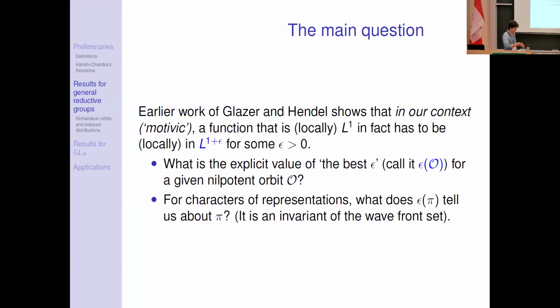So you can say that there is a good reason to believe that, even though there's a difficult proof that characters and Fourier transforms of orbital integrals are locally integrable, there's good reason to believe that this integrability exponent can be improved a little bit. But that's all.